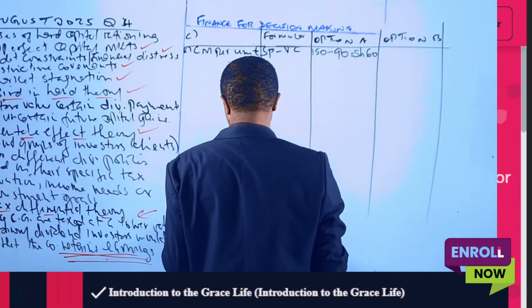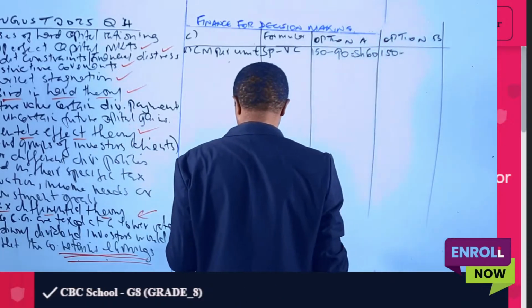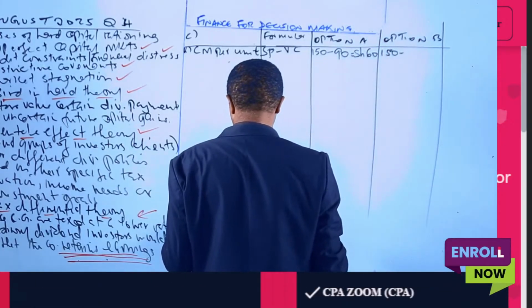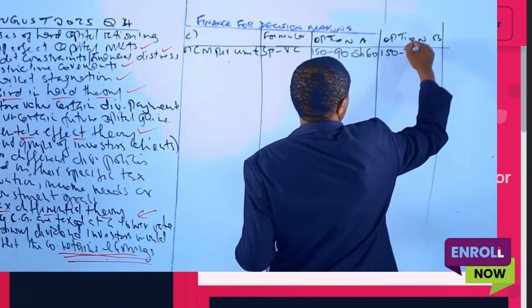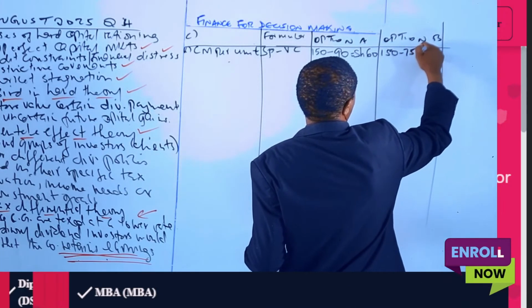Option B, the selling price per unit is 150 shillings. Variable cost per unit is 75 shillings. So 75 deducted from 150 is equal to 75 shillings.